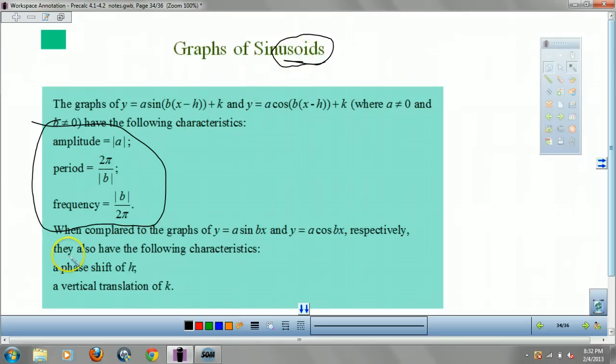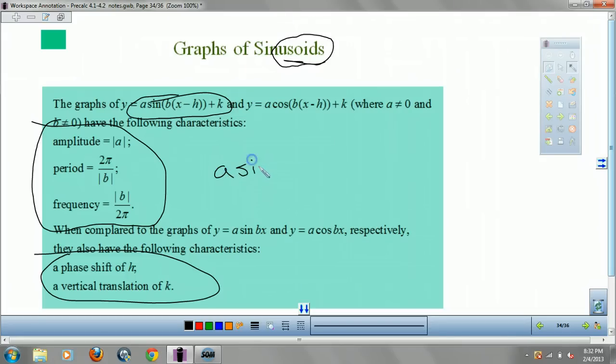Okay. And here's your phase shift, vertical shift. And that's if we're using this form. This is the one we're more used to, right? I actually like this one better, because it's more of what we've done in the past.